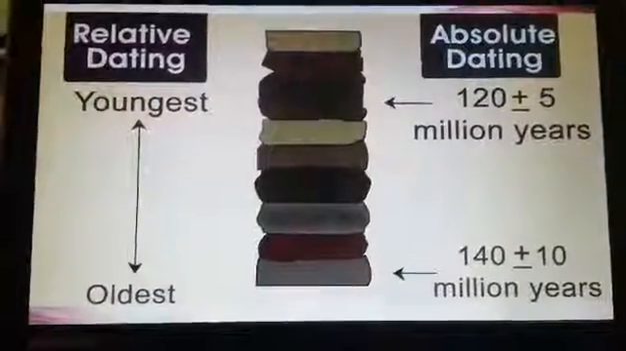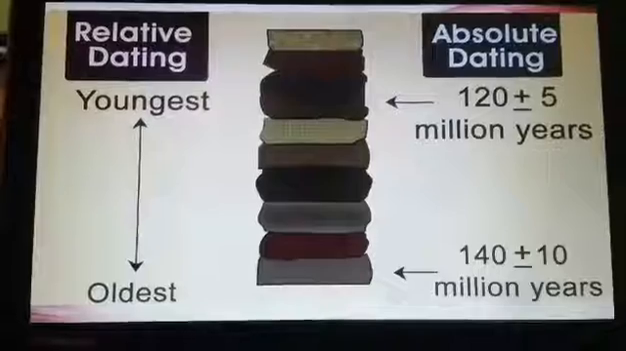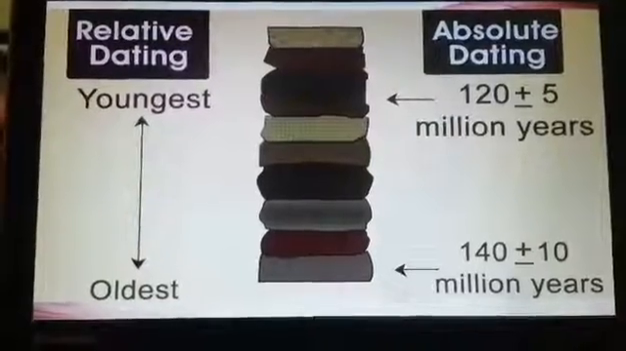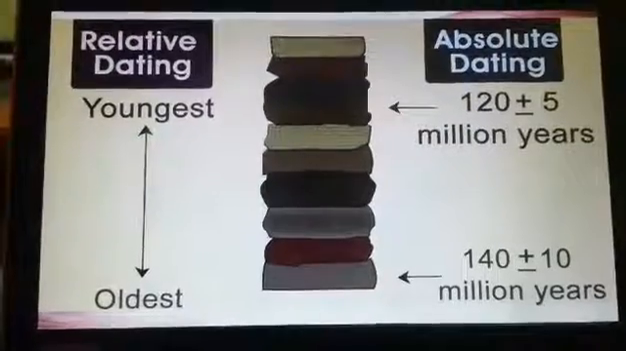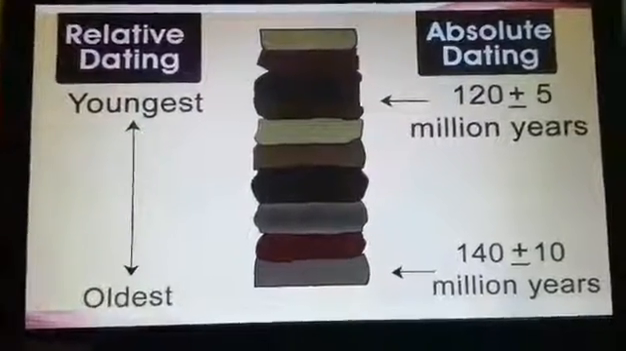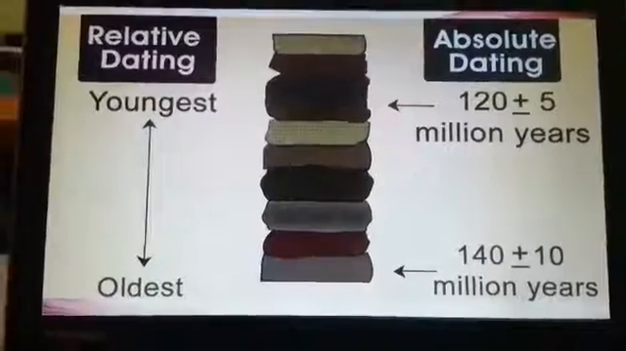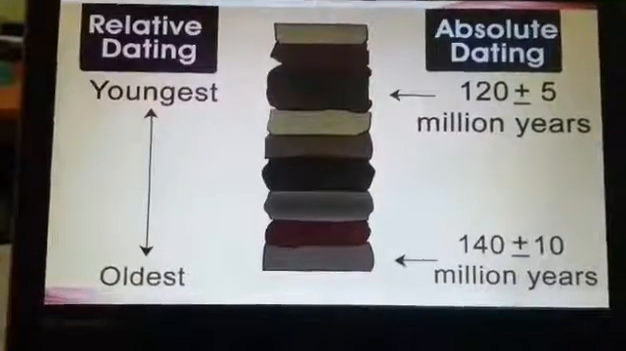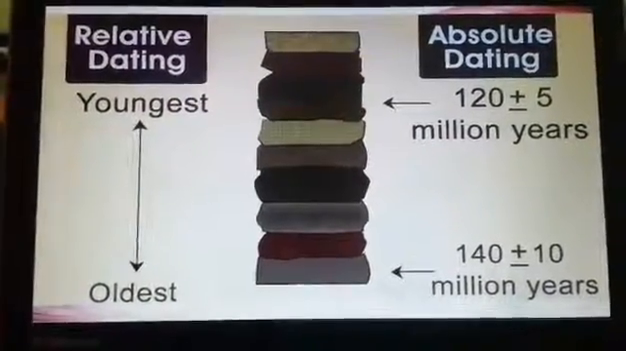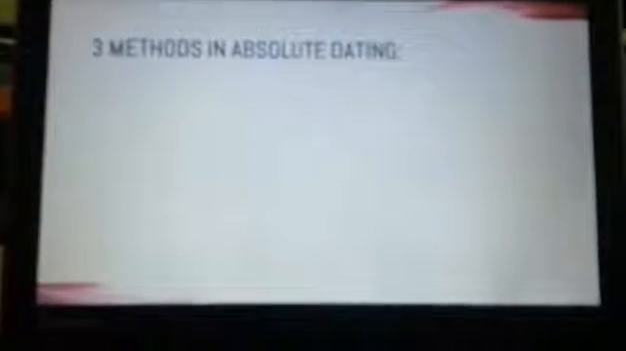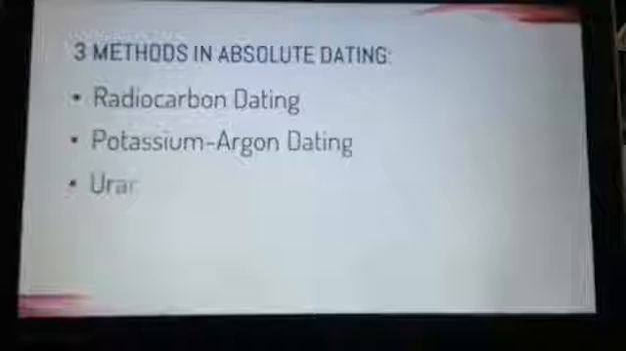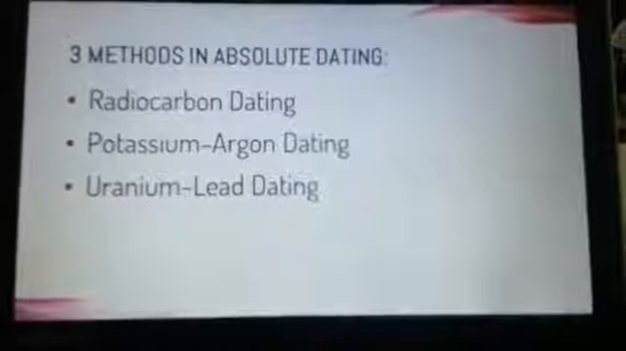This figure shows the differences between relative dating and absolute dating. In relative dating, we will know which is the youngest and which is the oldest. But in absolute dating, we will know the exact age, or what we call the absolute age. There are three methods in absolute dating: the radiocarbon dating, the potassium-argon dating, and the uranium-lead dating.